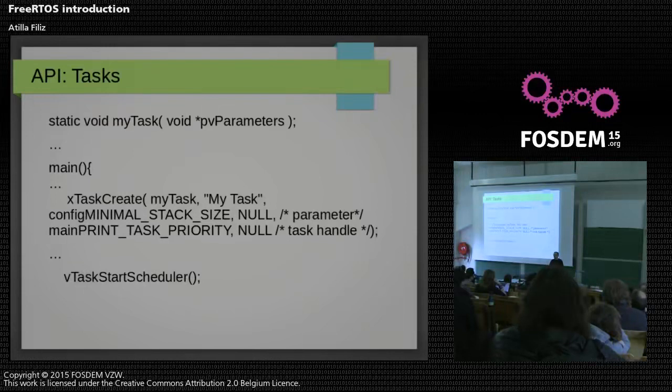Then if I need, I can keep a handle to my task if I need to kill the task or play with its priority in the future. Here it's null because most of the time you don't need that. And then you start the scheduler.